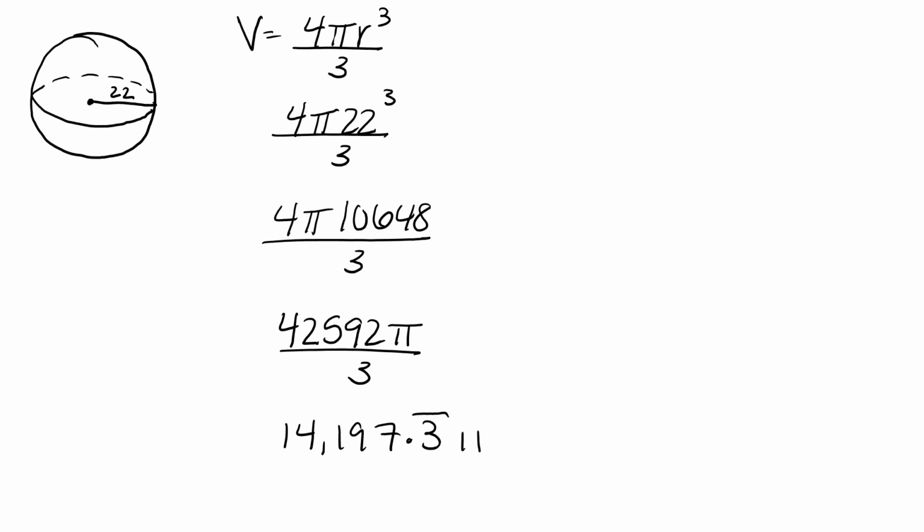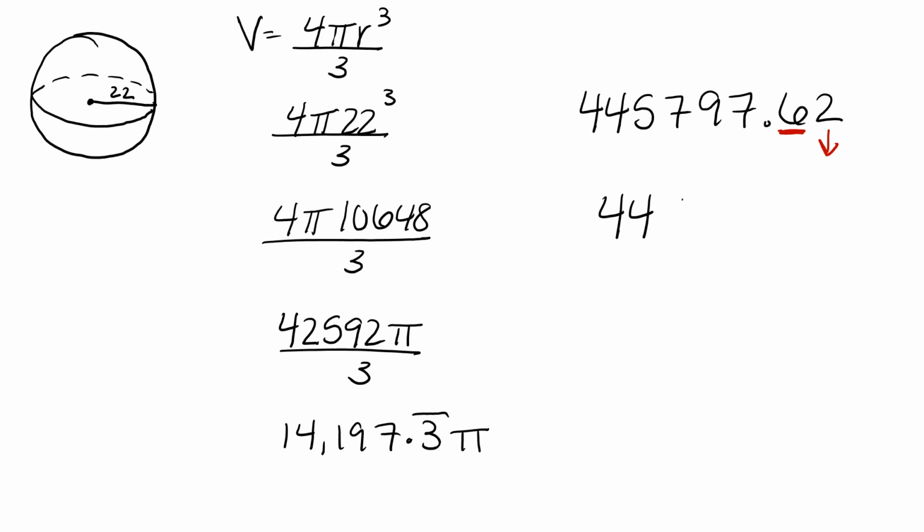14,197.3 repeating. Now remember, don't clear out the calculator. Leave that point repeating in the calculator and multiply by the pi value 3.14 to get an answer of 44,579.62. For our case, we're going to look at the 6 because 6 is in the tenths place. The 2 tells us to round down, meaning that 0.6 stays the same.